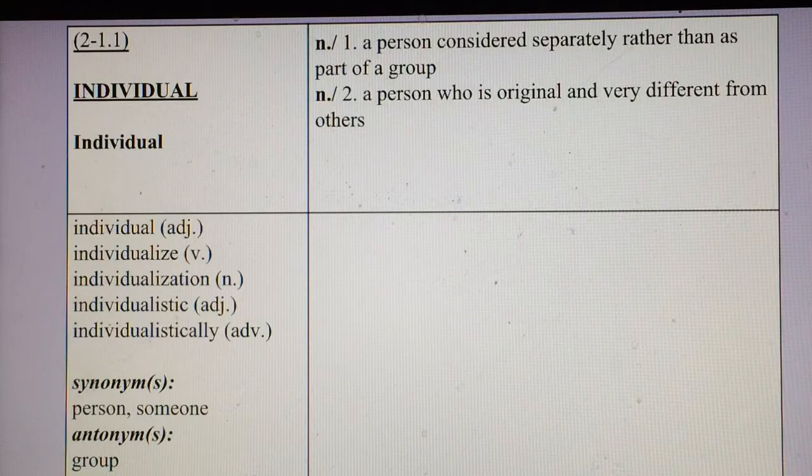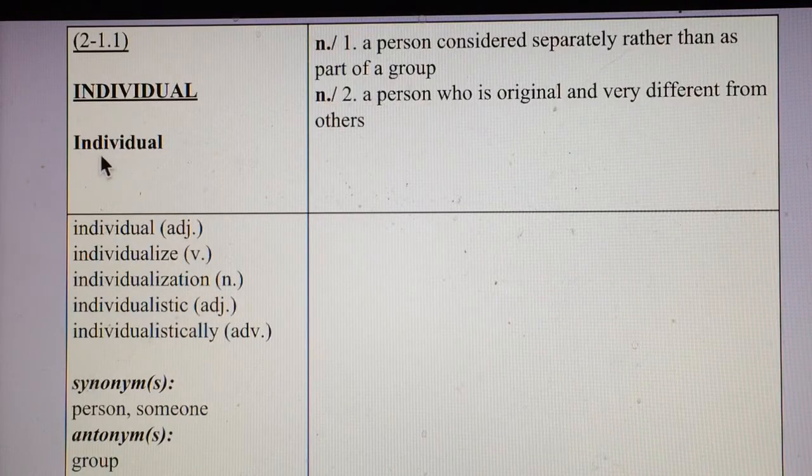Individual has 5 syllables, and the emphasis or stress is on the third syllable, vid. So we say individual, individual. In Spanish, individual. And this academic word can be used as a noun or as an adjective.